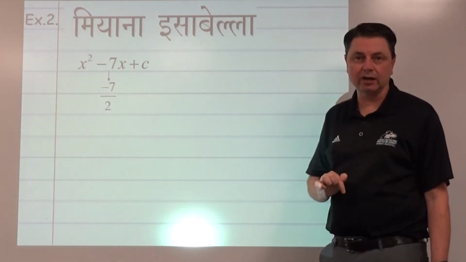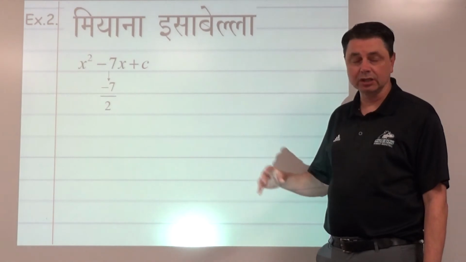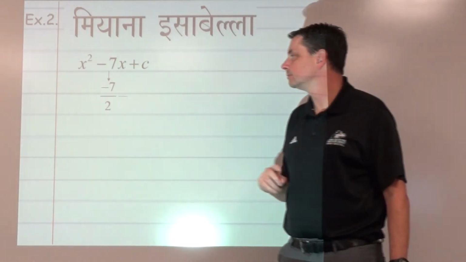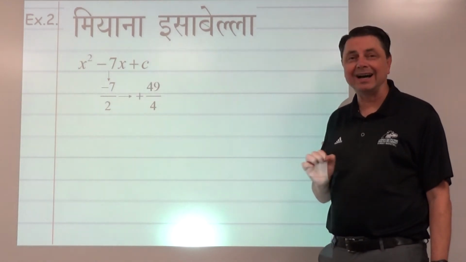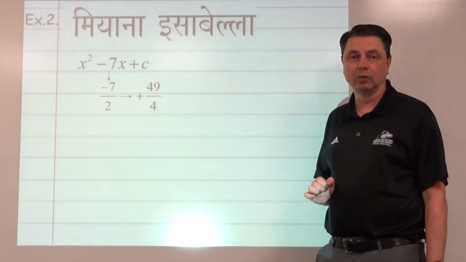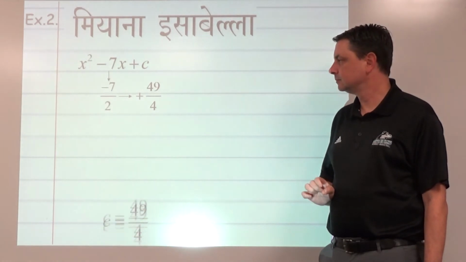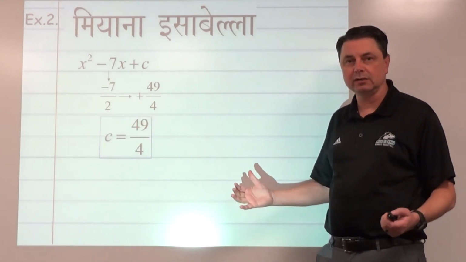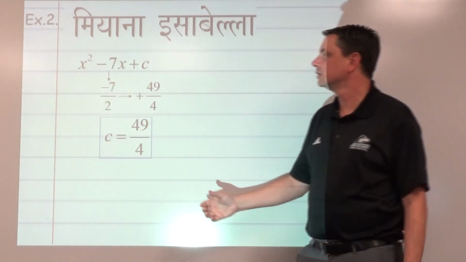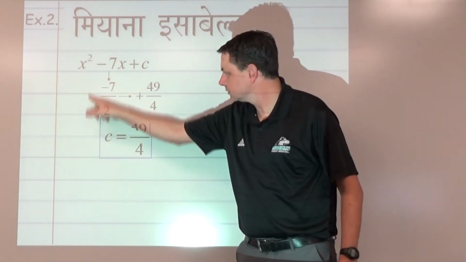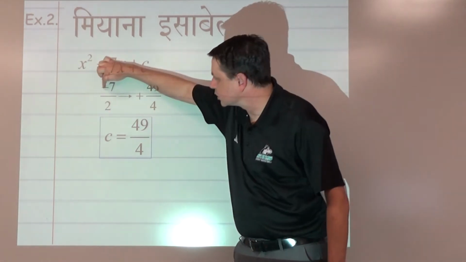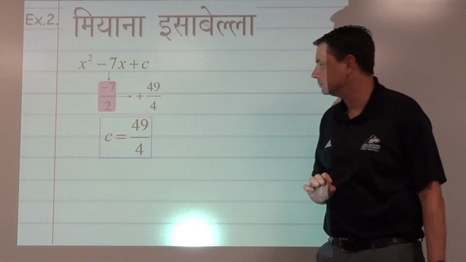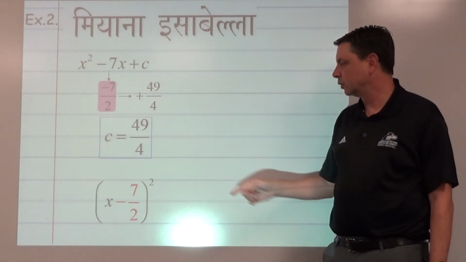Now we're going to square that. As it's a fraction, the rule is we would just square numerator and denominator. We would get positive 49 over 4. That's c. Now write it as a binomial squared. Second part. X. There it is. Let's just move the minus out in front. So minus 7 halves squared.